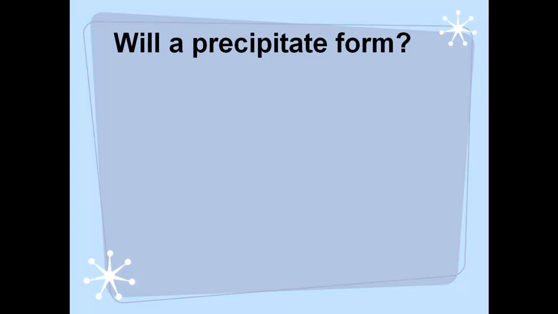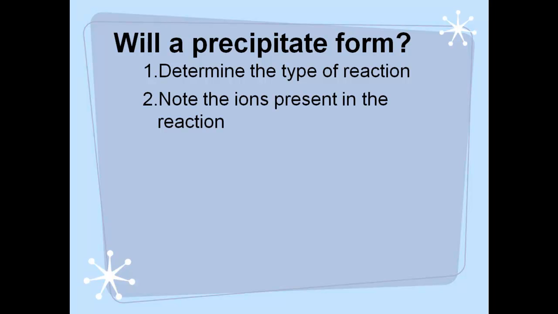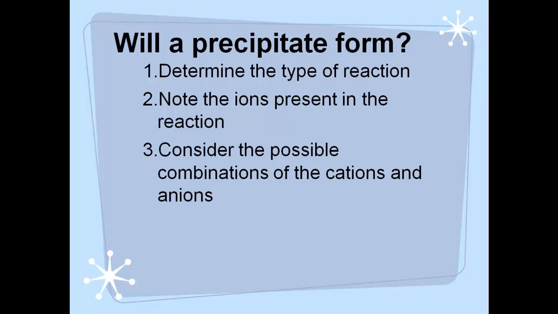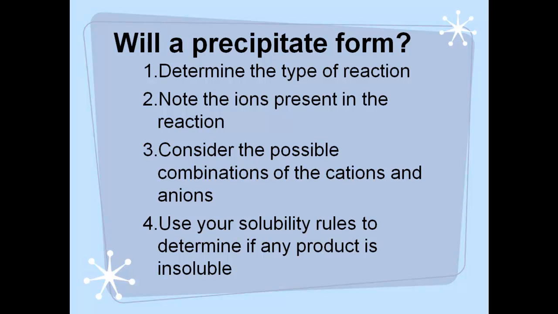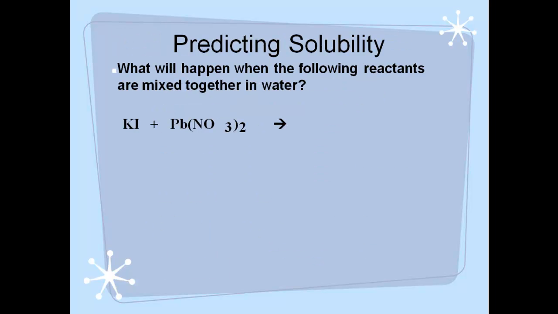When we're looking at predicting products, can we determine if anything on the product side will be a solid? To do this, the first thing you need to do is determine the reaction type. Are you looking at a single replacement, a double replacement? Note the ions that are present in the reactants. So do you have a potassium? Do you have a nitrate? Consider how these ions on the reactant side will rearrange to form your products. So what combination of cations and anions will be produced? Then use your solubility rules to determine if any product is insoluble. So that's why it's important to have these rules memorized. So let's take a look.